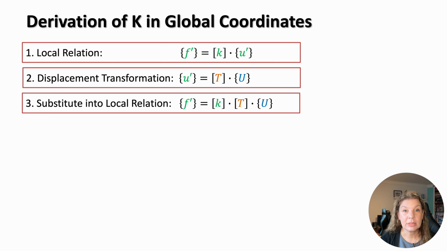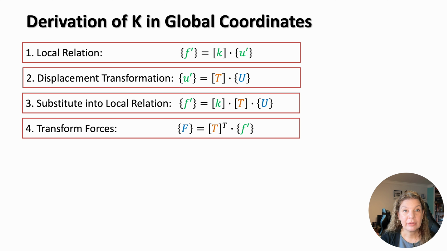If we substitute this displacement relationship into the local stiffness equation, we obtain that F' equals K', the local stiffness matrix, times T, the transformation matrix, times u, the global displacements. At this point, notice what has happened. The displacements are now expressed in the global system, but the forces are still in the local system. So we're halfway there. The next step is to bring the forces into the global system as well.